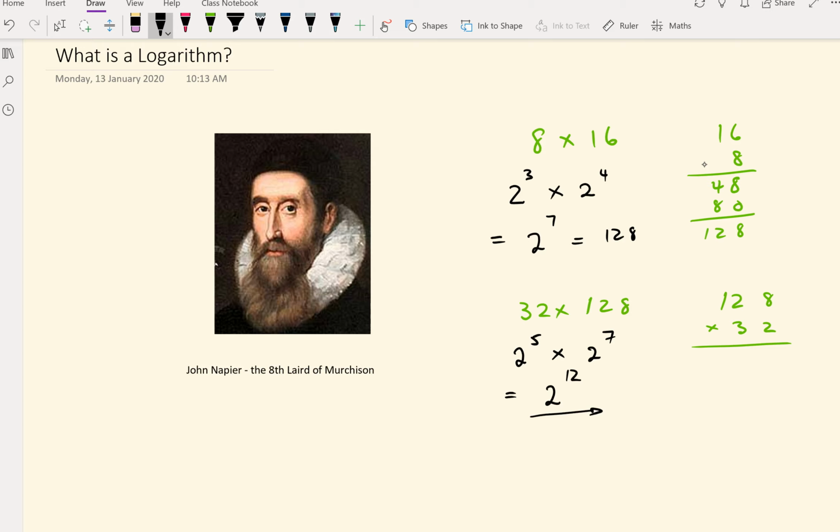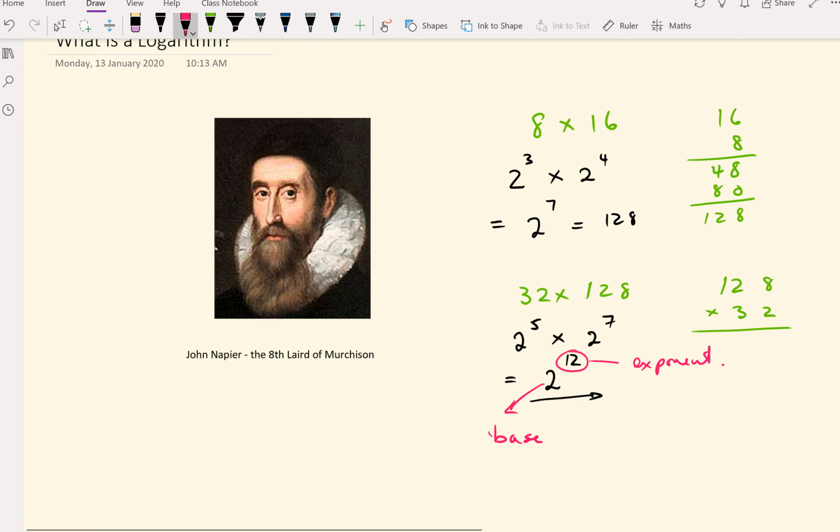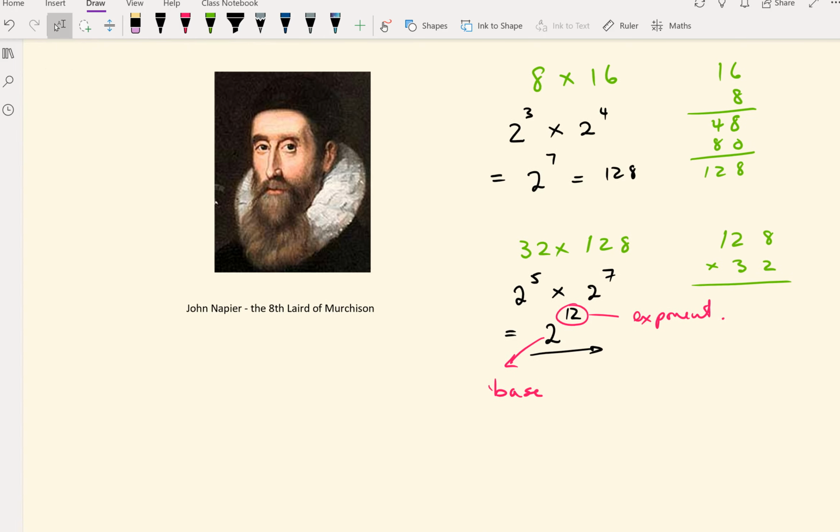Now, this number over here, this 2, is referred to as the base. This number over here is the exponent. And those two words are going to be important, and we're going to look at them in a little bit more detail as this video progresses.